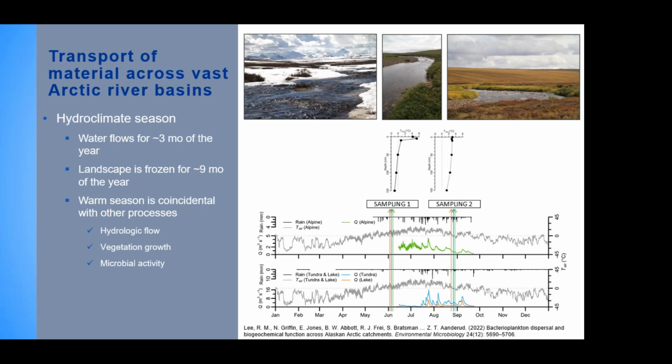And importantly, the warm season is coincidental with other processes. So it's warm in the summer. The streams are also flowing in the summer. There's vegetation growth, and that's when there's the highest microbial activity. In the middle here, there's just some soil temperature profiles. There's a dashed vertical line that indicates 0. So left of the dashed line would be frozen soils, and right of the dashed line would be thawed soils. And when you have thawed soils, then you get water moving through the soil system. When it's frozen, the water runs straight off the surface.